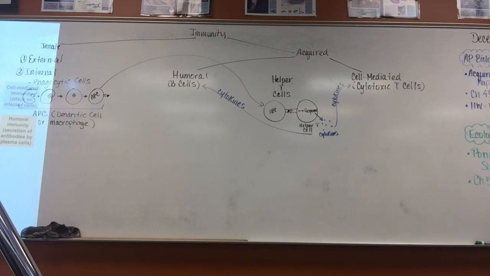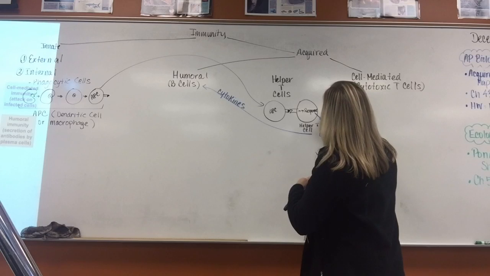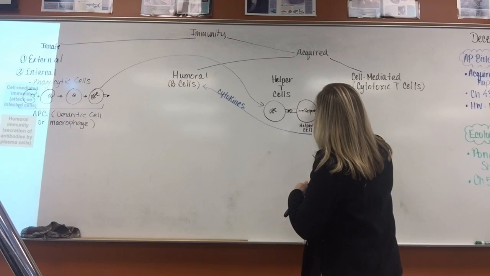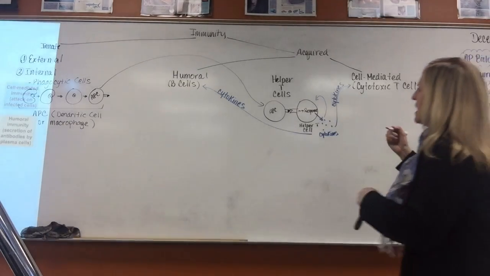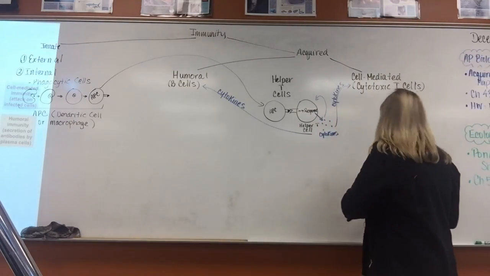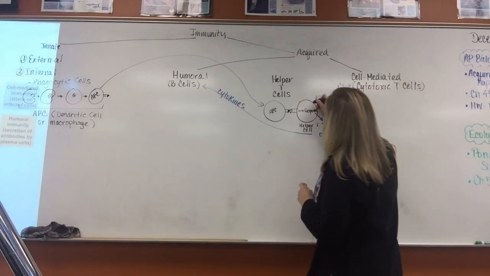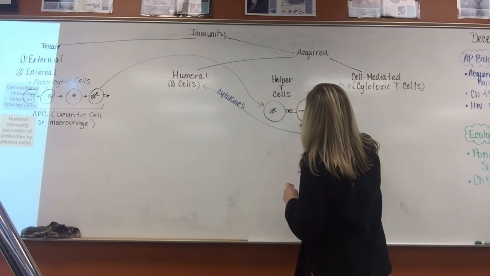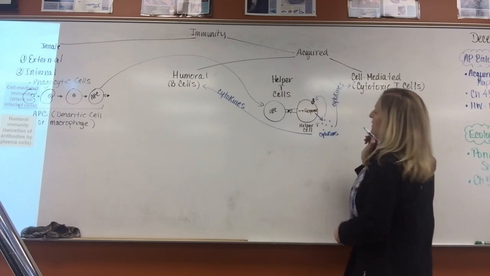What's the third type of cell it can communicate with? The cytokines can help communicate with the helper T cell as well. So I'm going to draw here like this. It communicates with the helper T cell. And when it communicates with these cells here, here's the receptor molecule. The cytokines bind here.